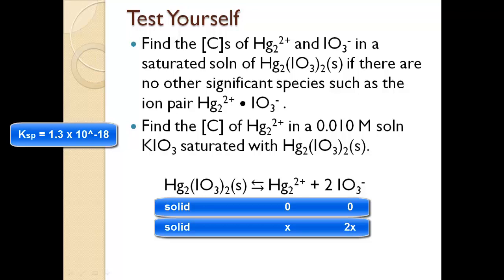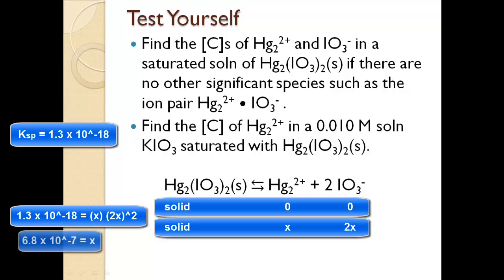We go ahead and make the equilibrium equation, and you should get x times (2x) squared is equal to 1.3 times 10 to the negative 18th. If you solve for x, you should have gotten 6.8 times 10 to the negative 7th molar. Remember that 2x is all under the parentheses, so that really becomes 4x squared. So you go ahead and divide that number by 4, and that's how you would get the 6.8 times 10 to the negative 7th molar. So that's the answer to that part of the problem.